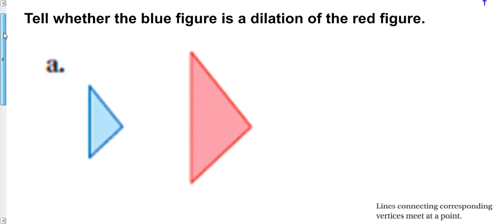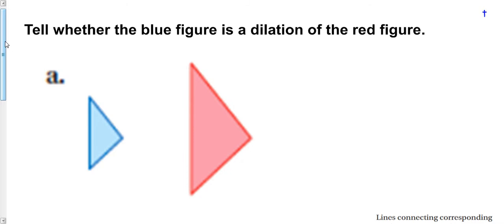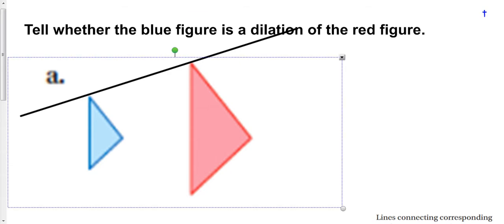So is this a dilation of the red figure? That's the question. So here's what I would say. What you can do is that drawing thing. Let's just take this and make a line here. It's not beautiful yet, so I'll make it better. Everybody see that line is touching both of those points. This is one way of dealing with these things.